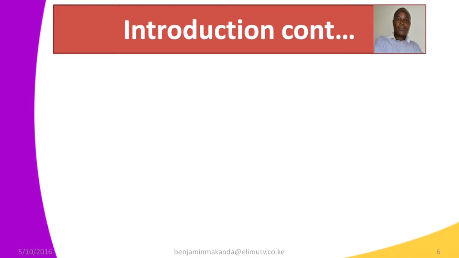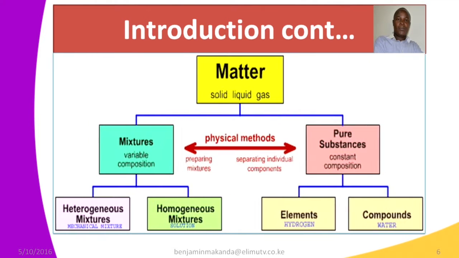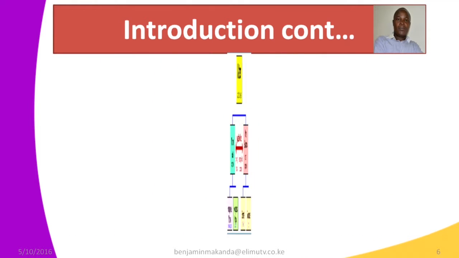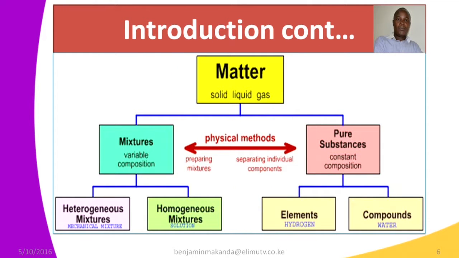So still on introduction to simple classification of substances, we now have a summary of how we can classify these substances. We have a chart here. This is a flow chart. At the beginning, we have matter, and there are three states of matter. They are solid, liquid, and gas. Then matter can either be mixtures or pure substances. Mixtures have variable compositions because they are made up of other components that make up that mixture. So their composition is variable. Then pure substances have constant composition. Later on, we shall be discussing what pure substances are, and we'll be able to understand what we mean by having constant composition.